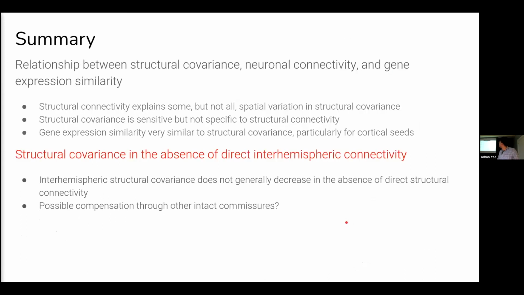So in summary, we found that in interhemispheric structural connectivity, structural covariance is associated with that, but when you have the lack of connectivity, you still find structural covariance. And we're not quite sure why. One potential hypothesis is that there's potential compensation through other tracts. So maybe brain regions don't wire together, but they still fire together because firing is preserved through things like the anterior commissure. That's something that needs to be tested.